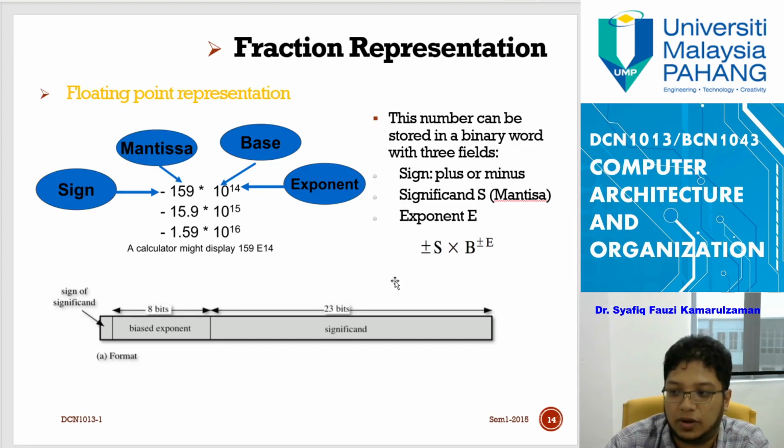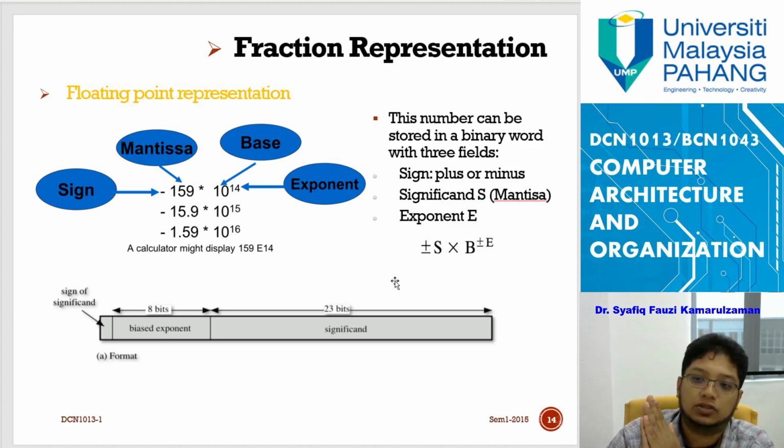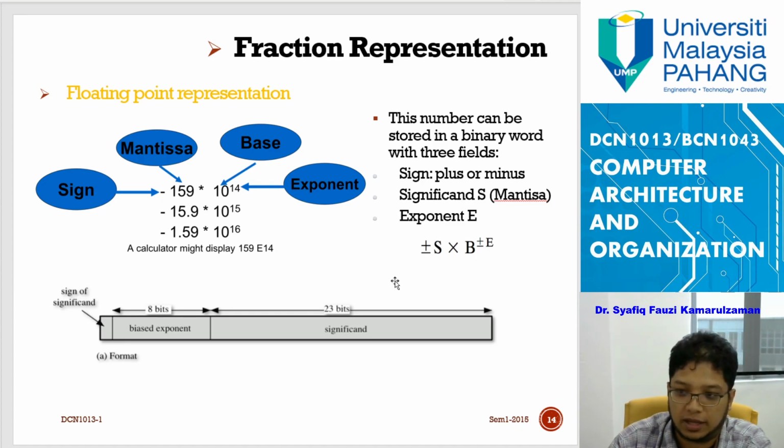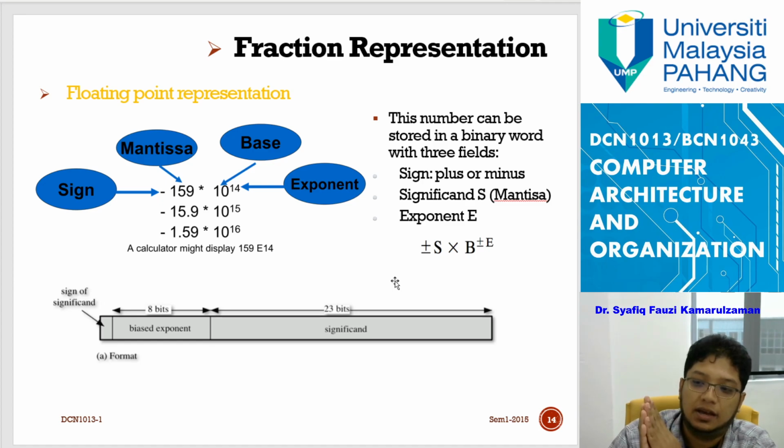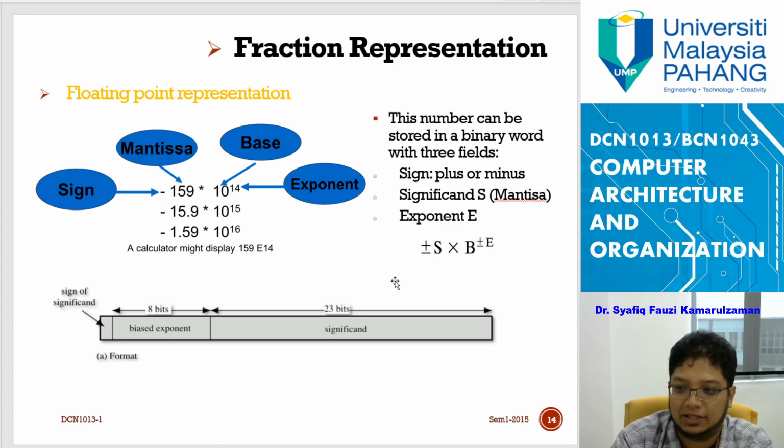So let's take a look. In terms of fractions, usually they are represented based on data types. In programming you have integer data types and float data types. Data types are used to represent the bits for representing those numbers. So in this case, for floating point representation here, we have 32 bits where 8 bits will represent the exponent here.